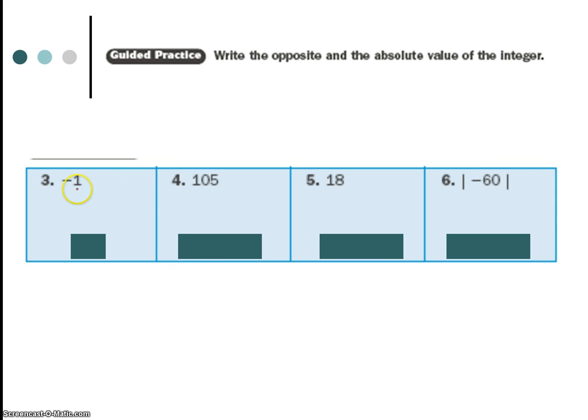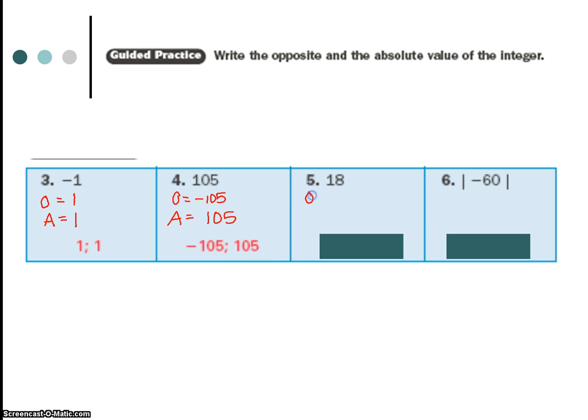Pause the video and make sure that you solve 3 through 6. You are finding the opposite and the absolute value. Number 3, the opposite would be 1. The absolute value would also be 1. For number 4, the opposite would become a negative 105. The absolute value would stay the same as positive 105. For number 5, the opposite would be negative 18. Absolute value would be positive 18 because it stays the same.